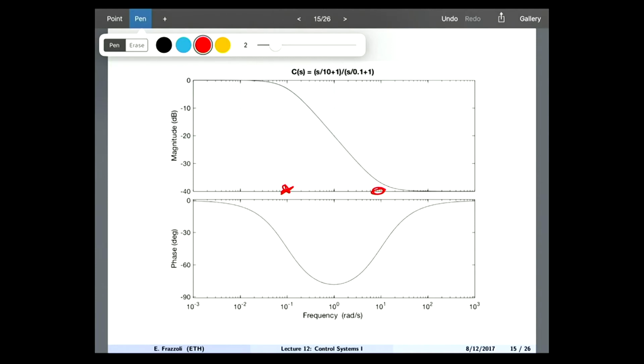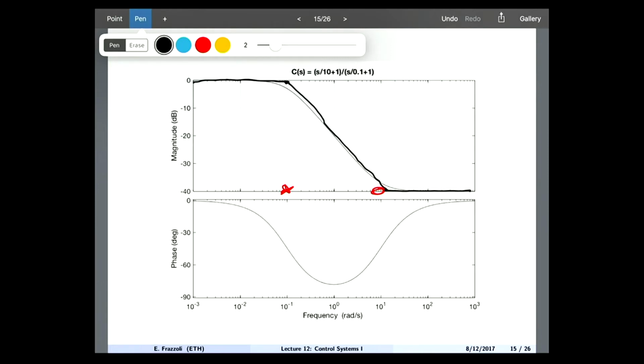Now the asymptotic plot will be straight up until the frequency of the pole, then goes down by 20 dB per decade, and then flattens out. Okay. What happens to the phase? What you see is that now instead of having a phase lead, what we get is a phase lag.